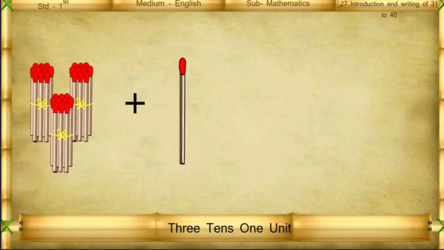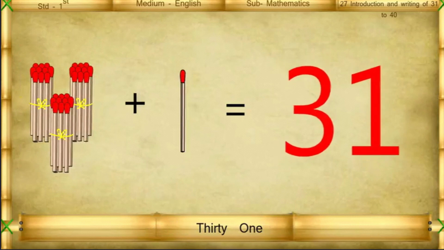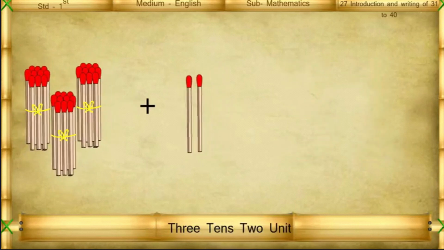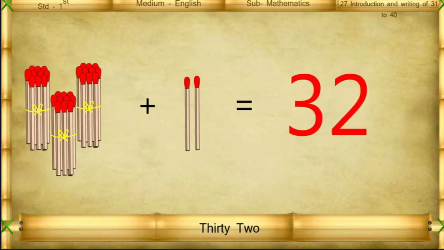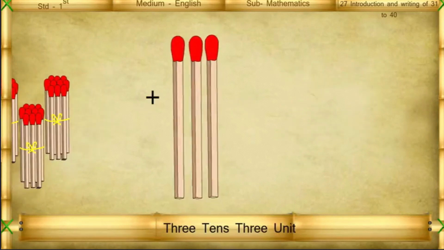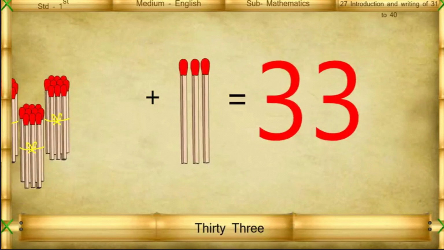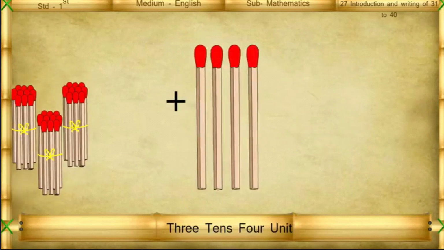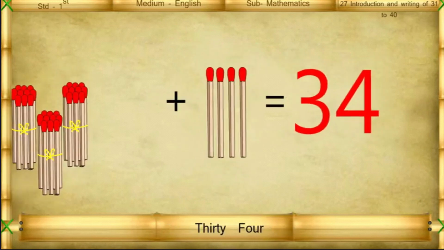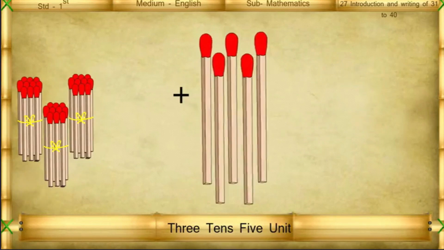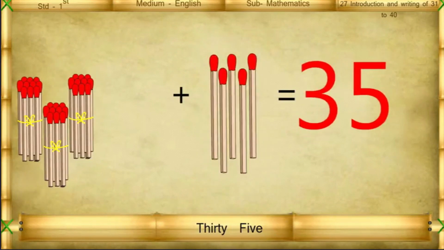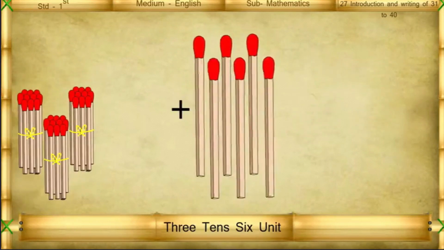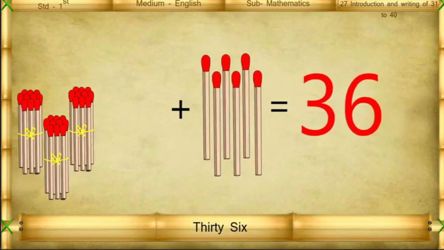3 tens, 1 unit, 31. 3 tens, 2 units, 32. 3 tens, 3 units, 33. 3 tens, 4 units, 34. 3 tens, 5 units, 35. 3 tens, 6 units, 36.